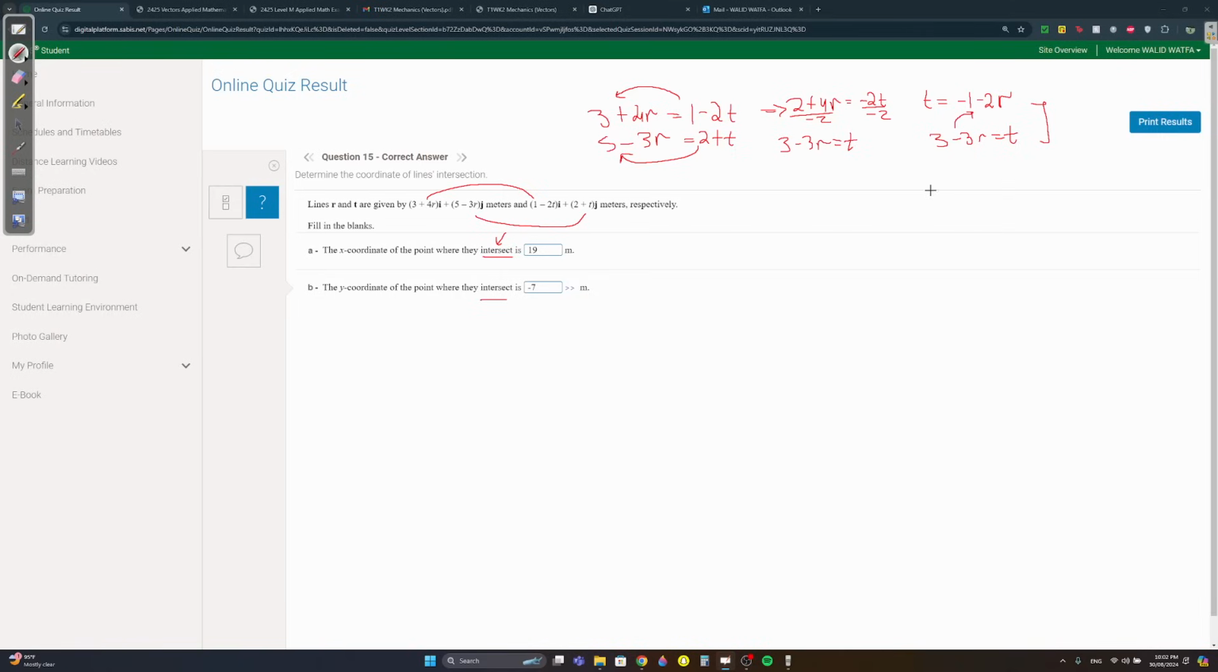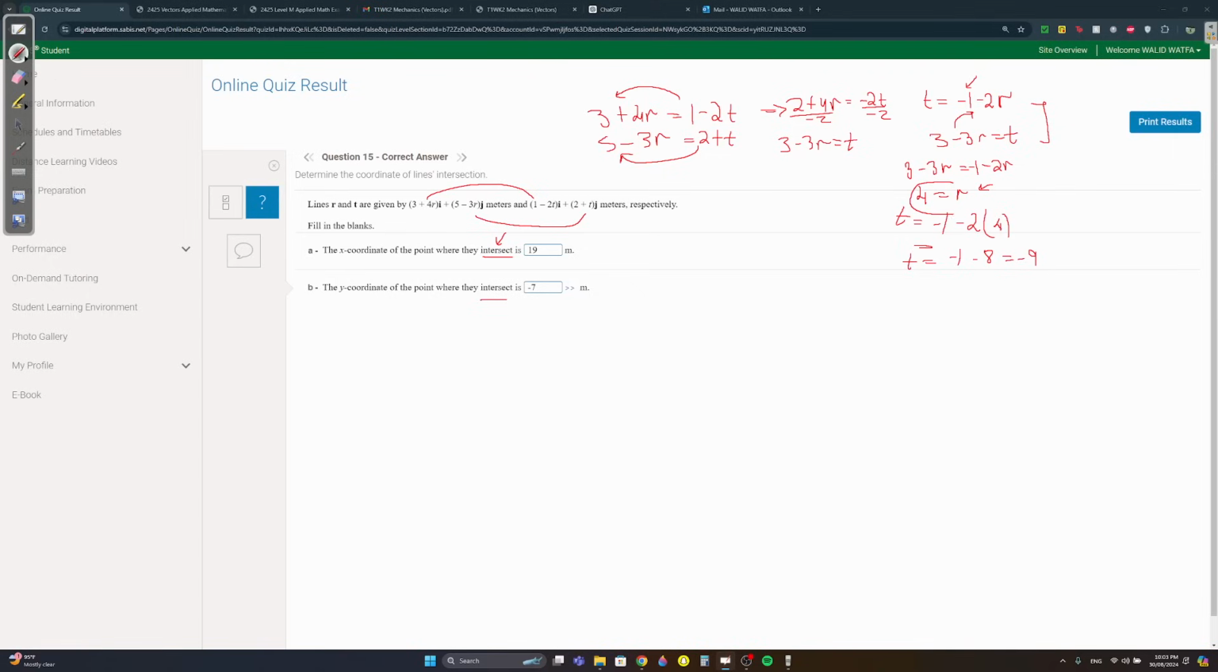So doesn't that mean 3 minus 3r is equal to minus 1 minus 2r? Yes. Can you solve this? Yes, you can. Minus 1 to the other side becomes 4. Minus 3 to the other side becomes r. You're going to get r equals 4. Okay, now that I have r, can I just find t? Yes, we know that t equals minus 1 minus 2r. So t equals minus 1 minus 2 times 4, which is minus 1 minus 8, which is minus 9. So t equals minus 9.